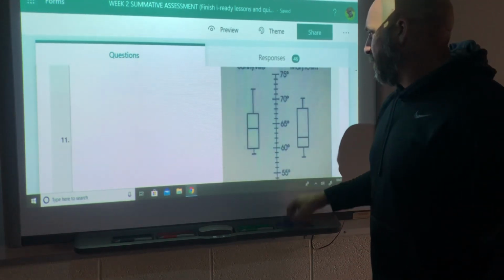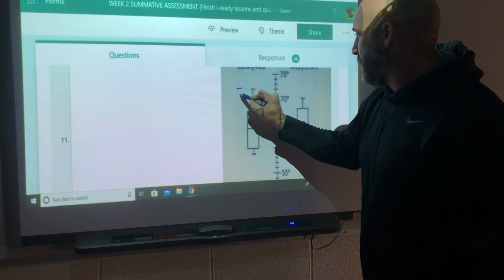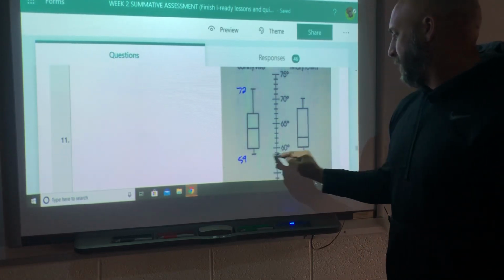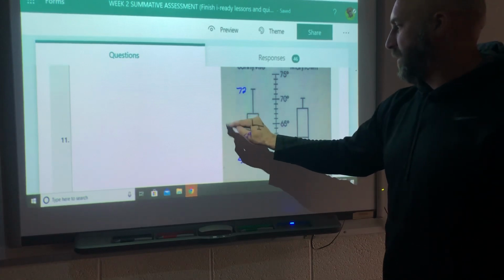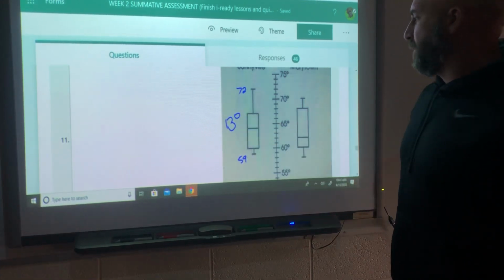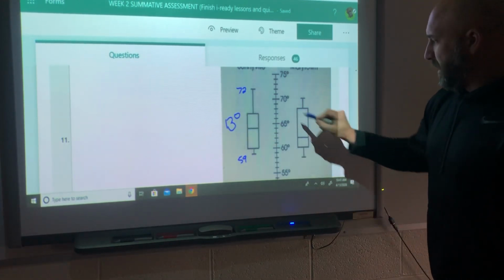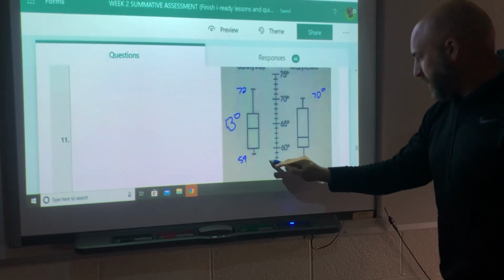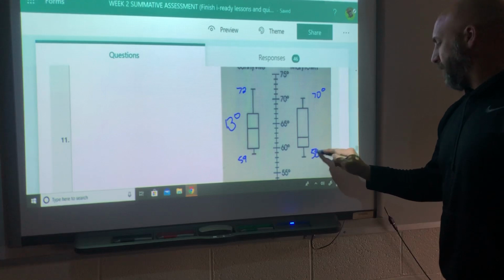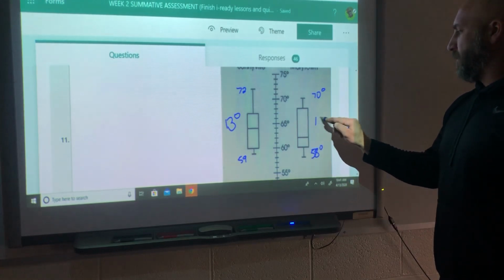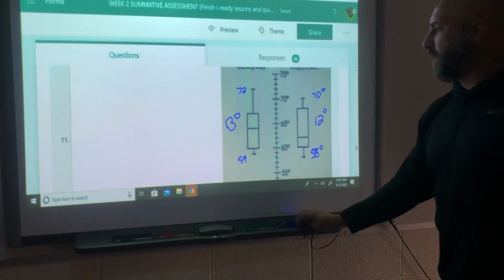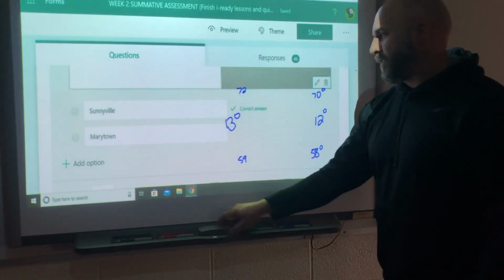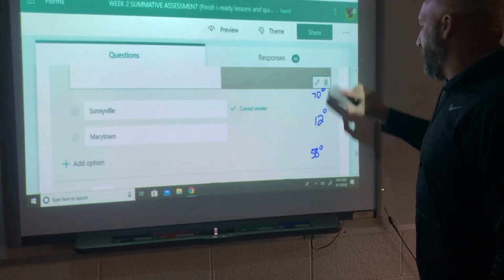All right, so for the range, the high value for Sunnyvale was 72, the low value was 59. You see where they go across there, that's a 13-degree difference, or 13-degree range. For Marytown, the high was 70, and the low was 58, for a difference of 12 degrees. Sunnyvale had the greater range. All right, and the last one.